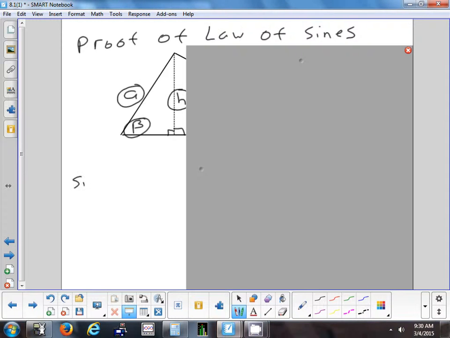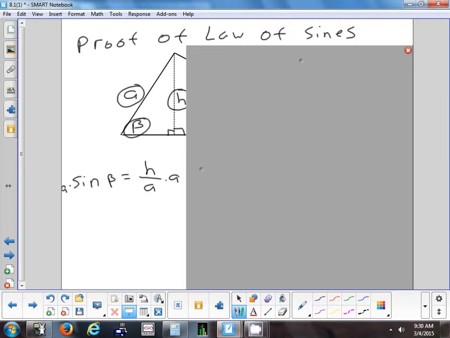So if you write down sine of beta is opposite over hypotenuse. Now let's solve it for H. Get H by itself. Michael, how would I get H by itself? Multiply both sides by A. Right. Usually you have to be careful multiplying both sides by a variable, because if that variable was 0, we just did something we're not allowed to do. But I guarantee you A is not 0.